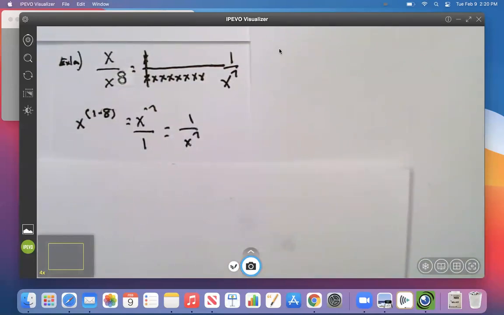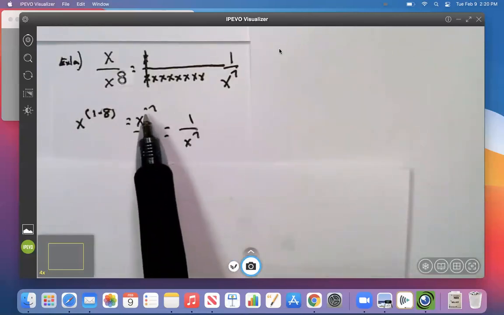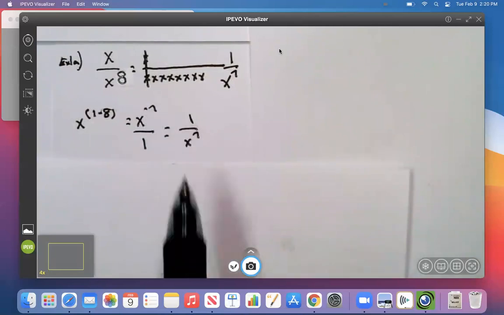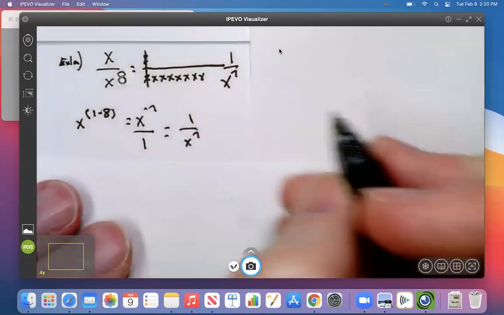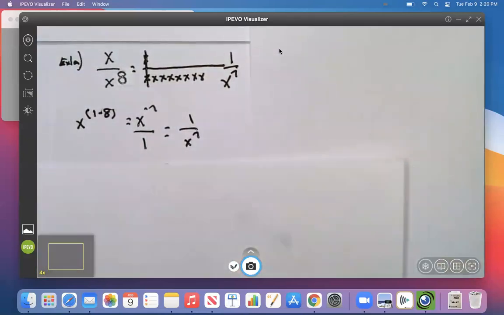Now, I'm not going to say the word reciprocal every time I do this. What I'm going to do is if I have a negative exponent, I'm just going to move it. If it's in the top, I'm going to move it to the bottom. If I have a negative exponent in the bottom, I'm going to move it to the top.